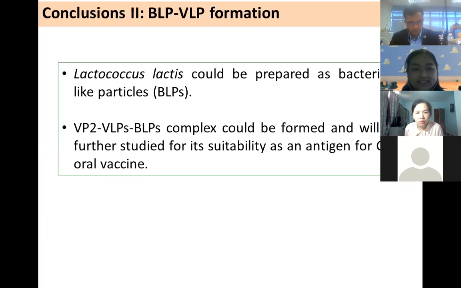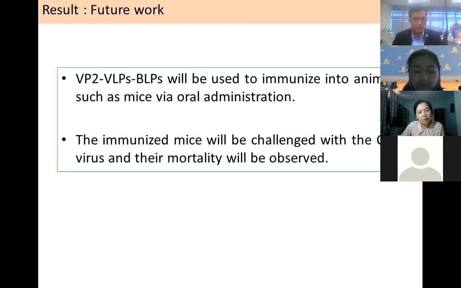So in the second part, I can conclude that Lactococcus lactis could be prepared as bacterium-like particles, and the VP2-VLP BLP complex could be formed and will be further studied for its suitability as an antigen for a Canine Parvovirus oral vaccine. And now this vaccine is being tested for its immune stimulation efficacy, and in future work, we will immunize animals, such as mice, via oral administration and challenge with the natural Canine Parvovirus, and we will observe the mortality.